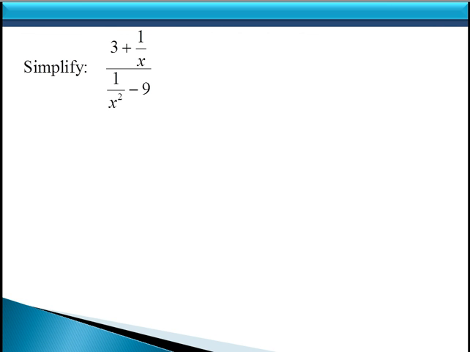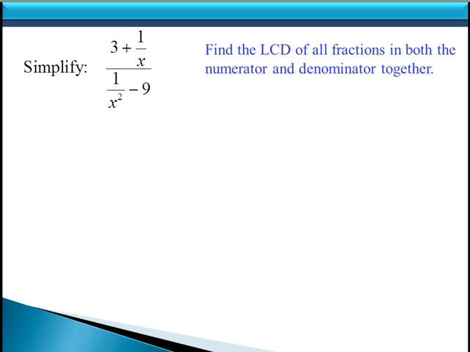Okay, let's get started on an example. So here's the example that we looked at earlier. This is a complex rational expression because it has a fraction in the numerator. It also has a fraction in the denominator. So what we want to do first, remember, is to find the least common denominator of those two fractions. So you're thinking to yourself, what is the least common denominator of the fraction 1 over x and the fraction 1 over x squared? The answer is x squared. So that is the least common denominator that we're going to use to simplify this complex rational expression.